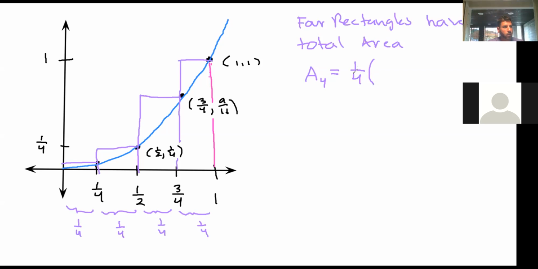Well, the height of the first one is 1/16. The height of the second is 1/4, but another way of writing 1/4 is 4/16. The height of the third is 9/16. And the height of the fourth is 1, but another way of writing 1 is 16/16. So this might take a moment for you to capture, but I'd like you to make sure you understand this.